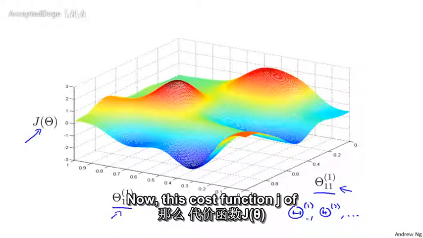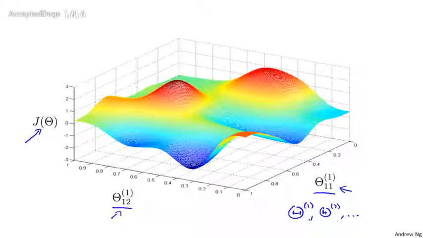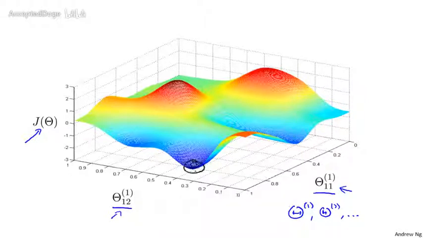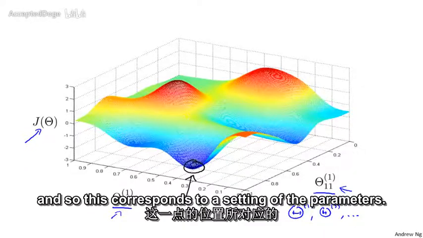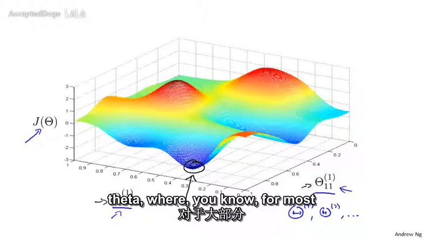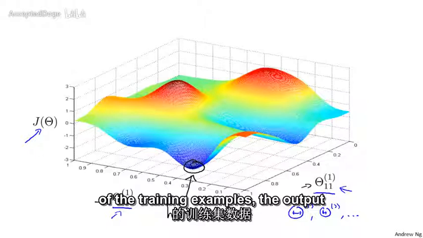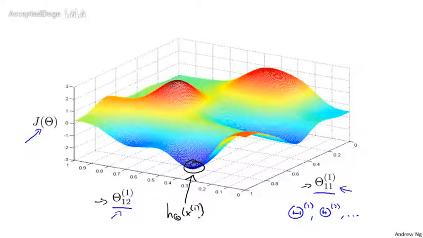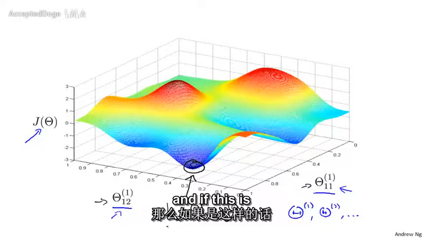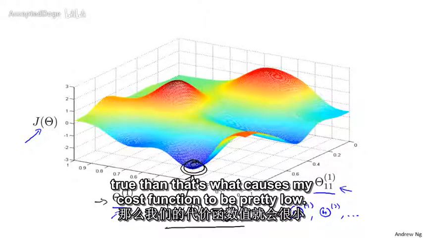Now, this cost function J of theta measures how well the neural network fits the training data. So if you take a point like this one, down here, that's a point where J of theta is pretty low, and so this corresponds to a setting of the parameters theta where, for most of the training examples, the output of my hypothesis is pretty close to y i, and if this is true, then that's what causes my cost function to be pretty low.